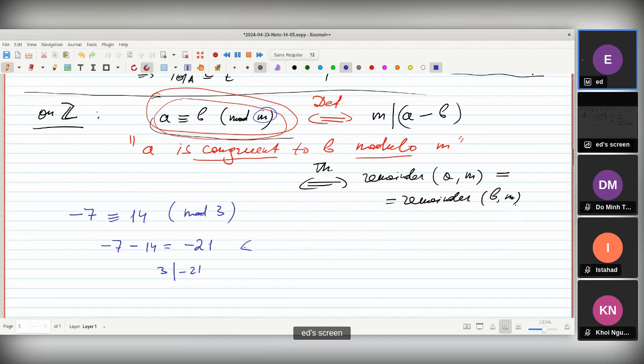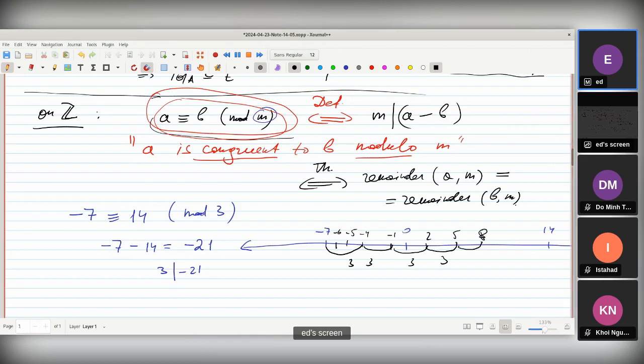So if we depict them on our integer line, what do we have? We have minus 7 here, we have 0, and here we have 14. And we know that the distance between these two numbers is in full units of 3. Minus 7, minus 6, minus 5, minus 4. From minus 4 to minus 1, 3 points. From minus 1 to 2, 3 points. From 2 to 5, 3 points. From 5 to 8, 3 points. From 8 to 11, 3 points. From 11 to 14, 3 points. So their distance is in full units of 3.